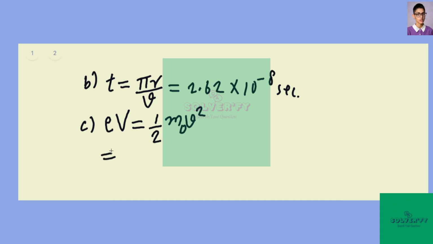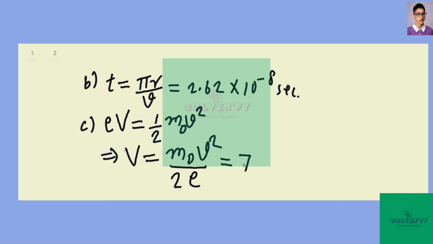So from here, you can see V, sorry, this is not this v. It has to be the capital V. So capital V has to be equal to m_d v squared over twice e. And we know all the values for m_d, v squared, and e, and this should give us 7242.46 volts.